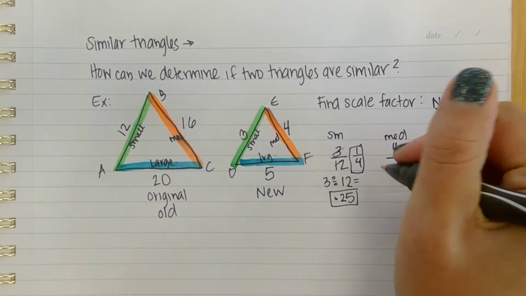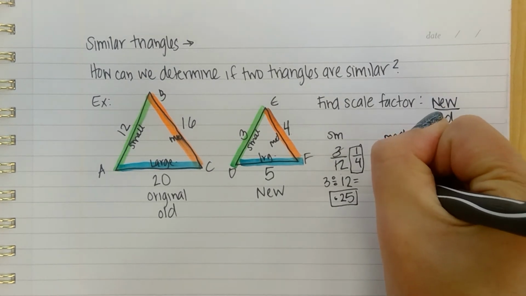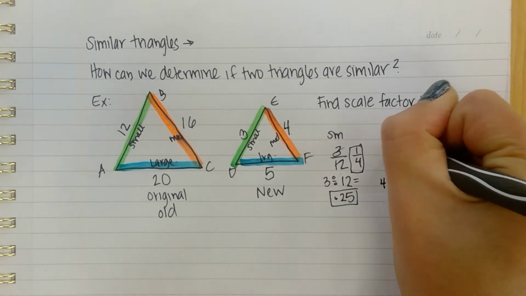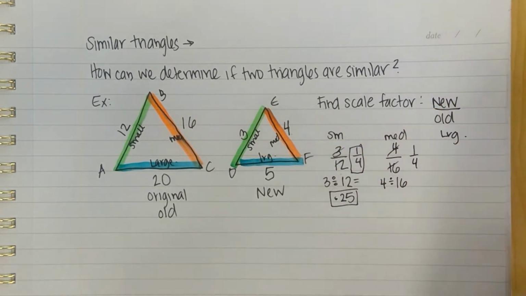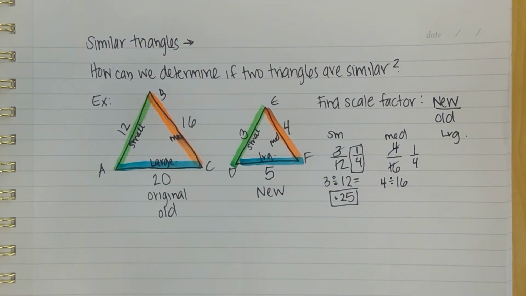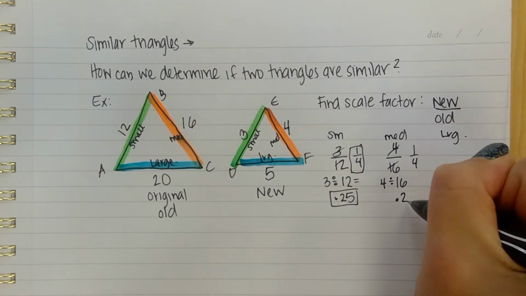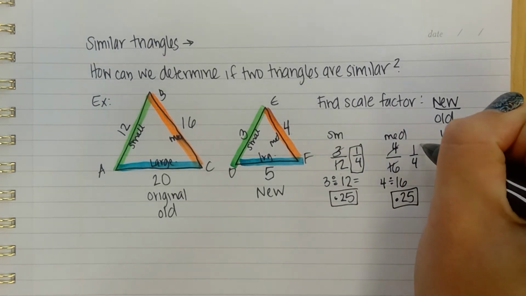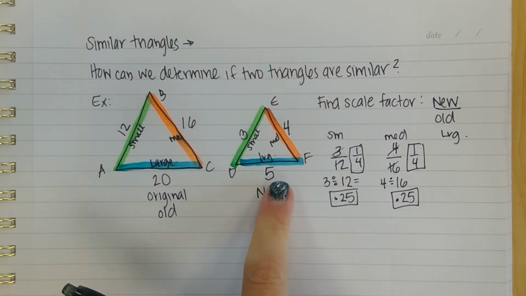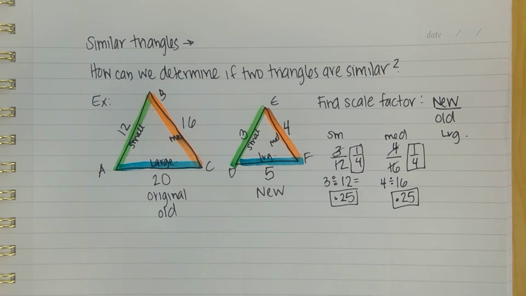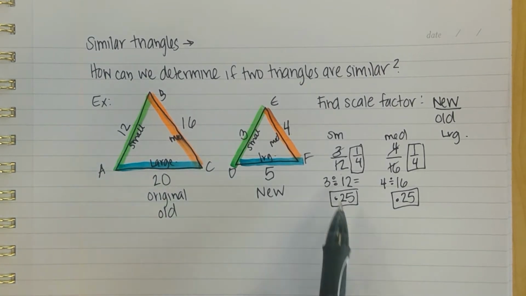My original medium is 16. That's really 4 divided by 16. That simplifies to 1/4. 4 divided by 16 also is 0.25. So far we are good. We have that 2 of the 3 sides are similar because they have the same scale factor.